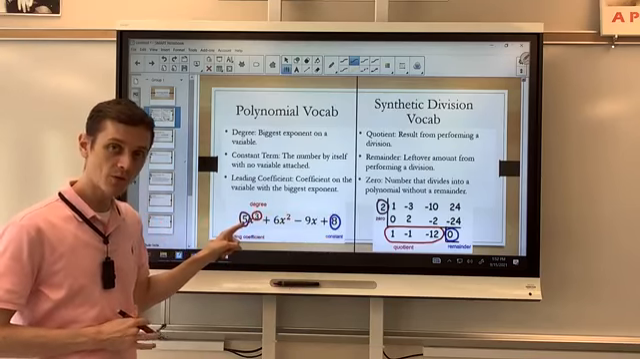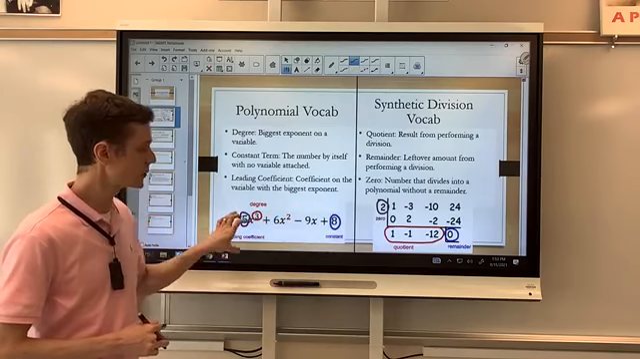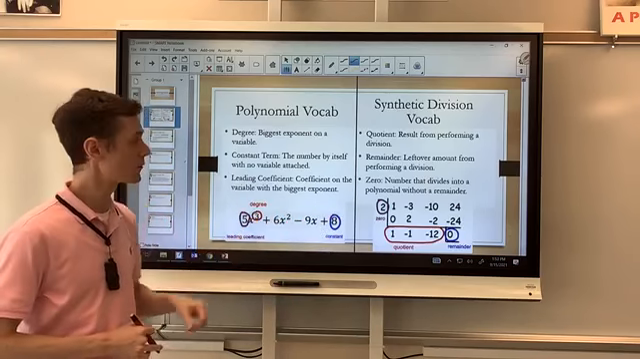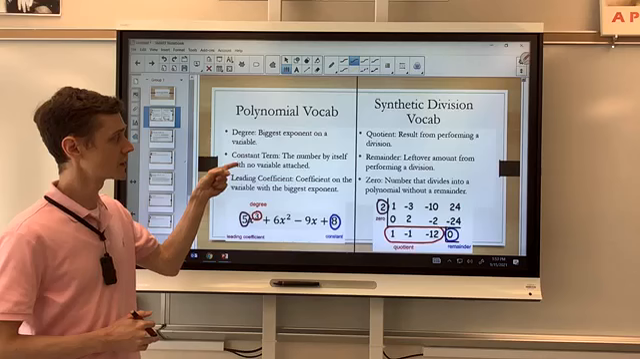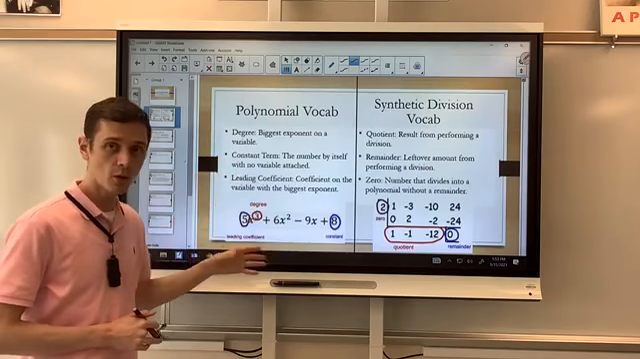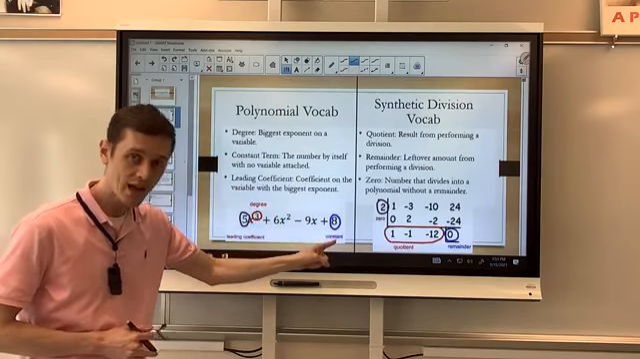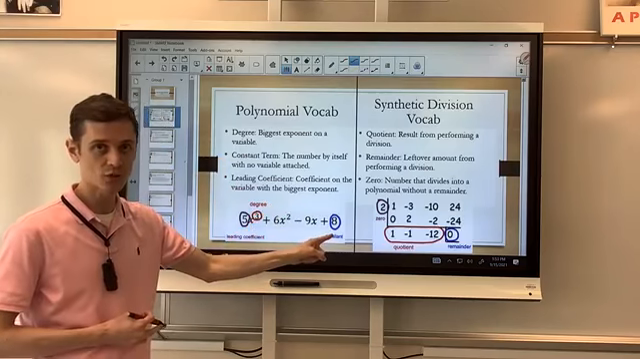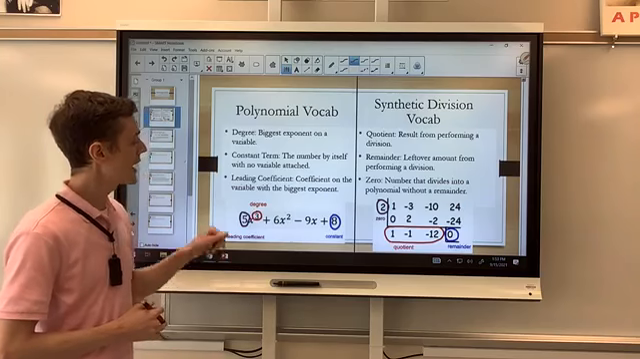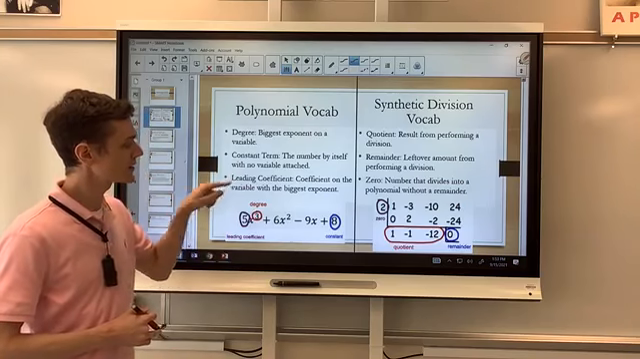Usually this should be the one out front, but sometimes the question will try to get tricky and move that biggest exponent somewhere else and have it out of order. Next, we have the constant term. This is the number by itself with no x's or variables attached to it at all. Usually it is the very last one, but sometimes, again, they may get tricky and put it in a different order. And then the last definition I want to talk about is the leading coefficient.